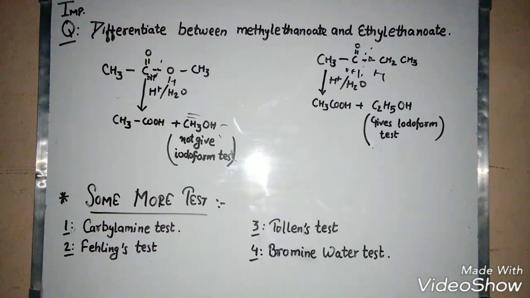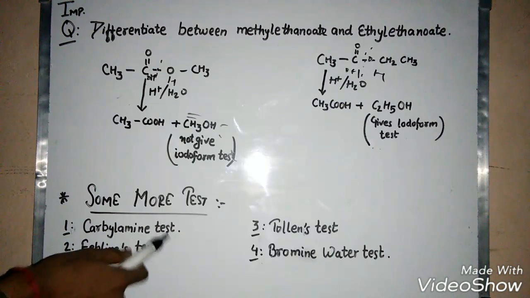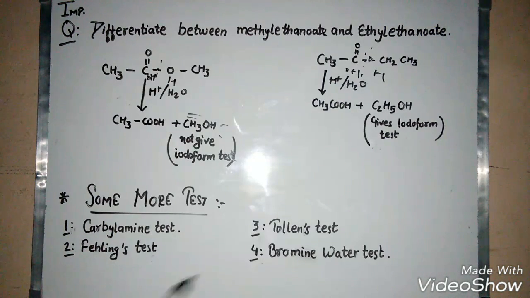So we are left with some more tests. First is the carbon element test, second Fehling's test, third is Tollens' test, and the fourth is the bromine water test. I think there's no need to elaborate on this topic as we had already discussed it in previous classes, and the rest will be discussed in the later section.